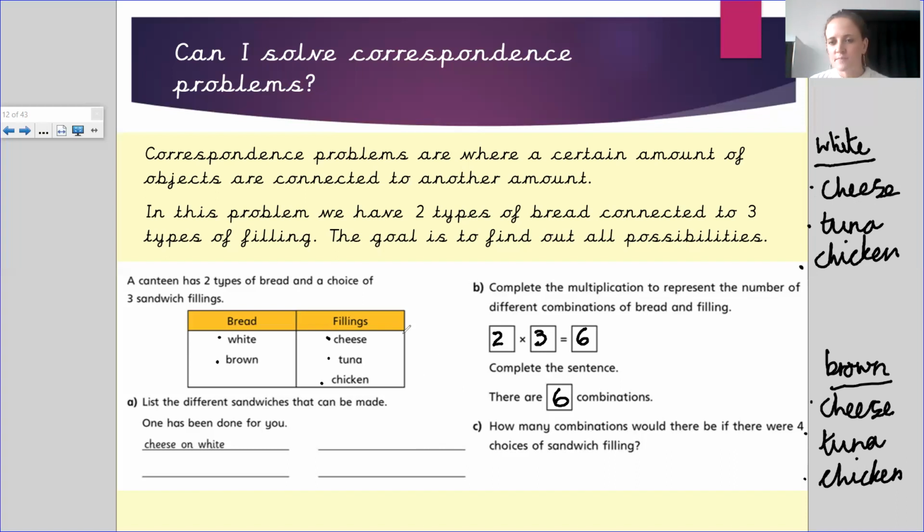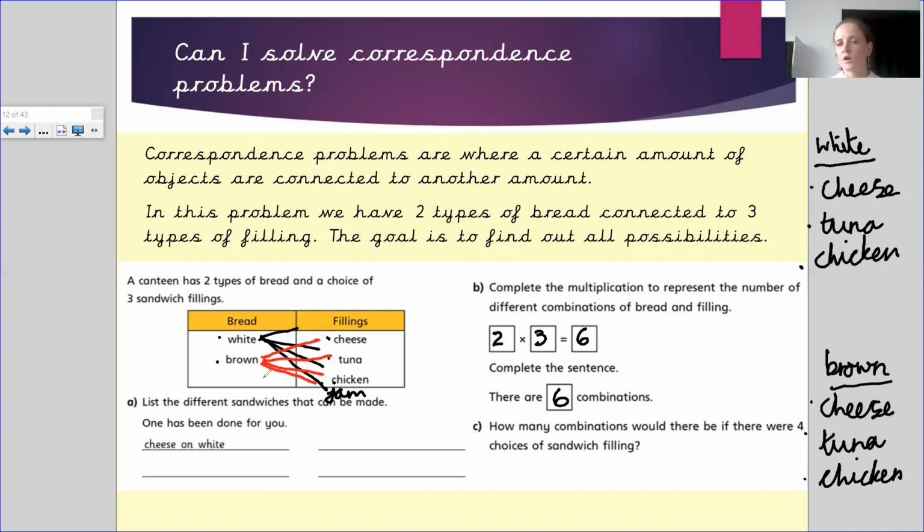How would this change if there were 4 choices of sandwich filling? So imagine we had cheese, tuna, chicken, and a 4th choice of jam. So now we have 4 filling choices, but we still have 2 choices of bread. If you can imagine that you would say white bread to 1, 2, 3, 4. We'll use a different color for brown bread. Brown bread would be 1, 2, 3, 4.